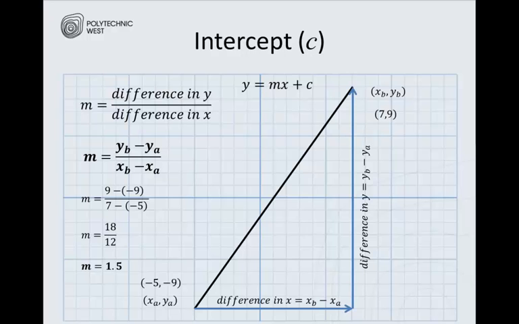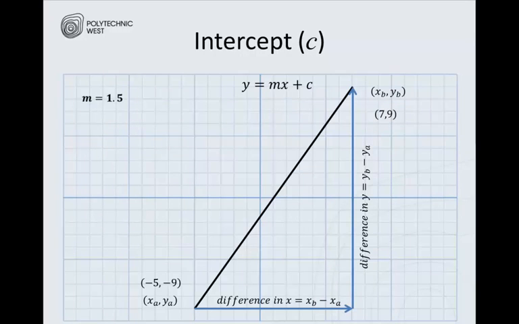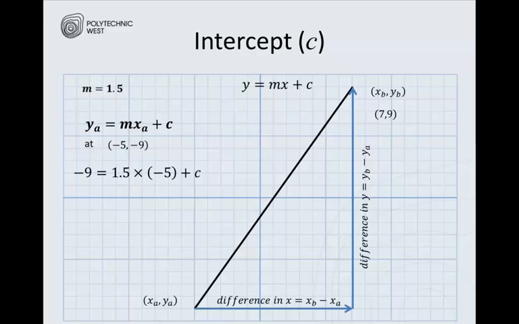Now I'm going to find the intercept. Just make a bit of space. Okay, I'll pick one of the points, say point A. And since y equals mx plus c, at point A, ya equals mxa plus c. So at that point, I'll substitute in for those values. So minus 9 goes in instead of ya, and I get minus 9 equals 1.5 times minus 5 plus c.